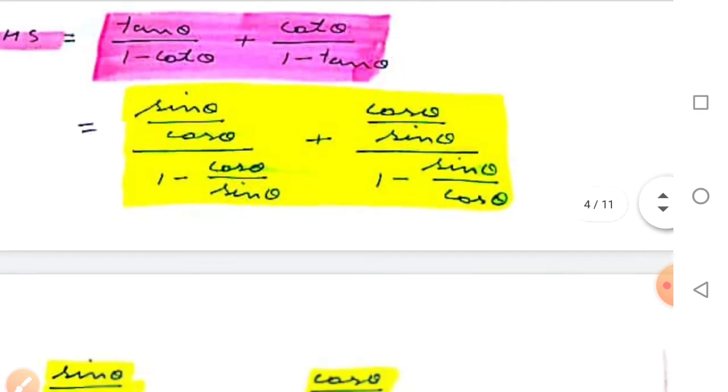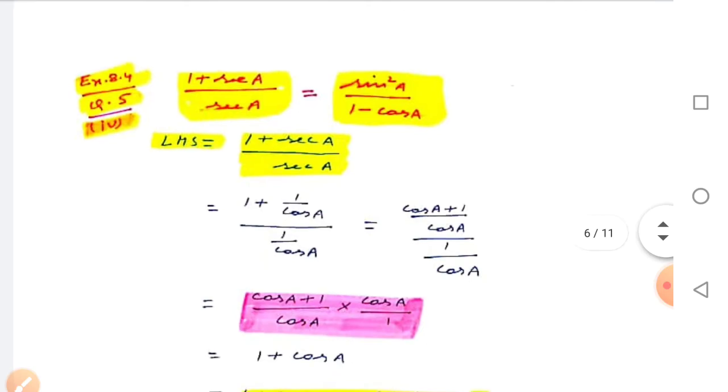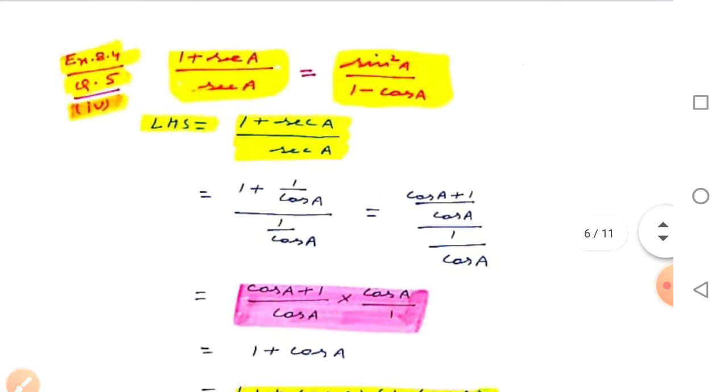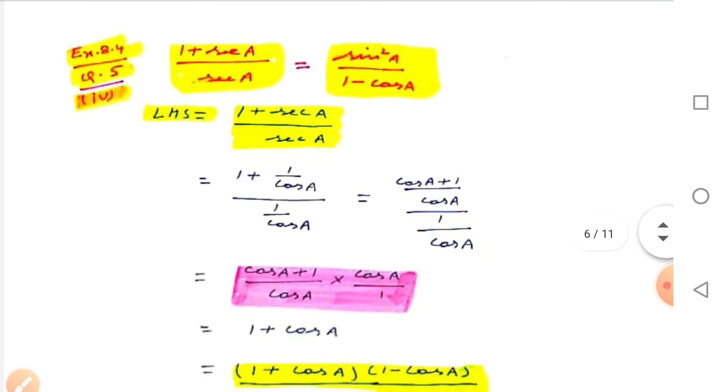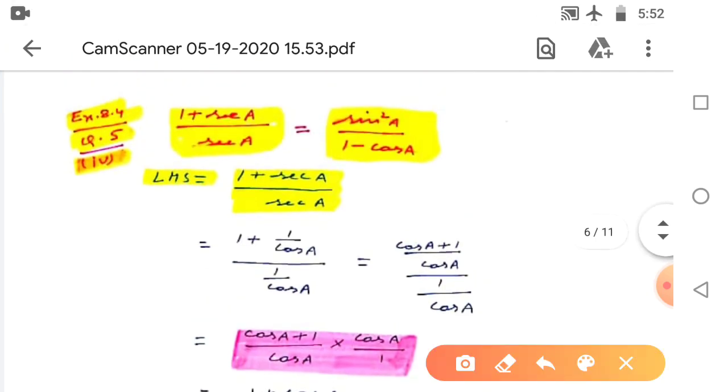Now come to the next part. The fourth part is 1 plus sec a upon sec a is equal to sin square a upon 1 minus cos a. This we have to prove. So we start with the LHS, 1 plus sec a upon sec a.